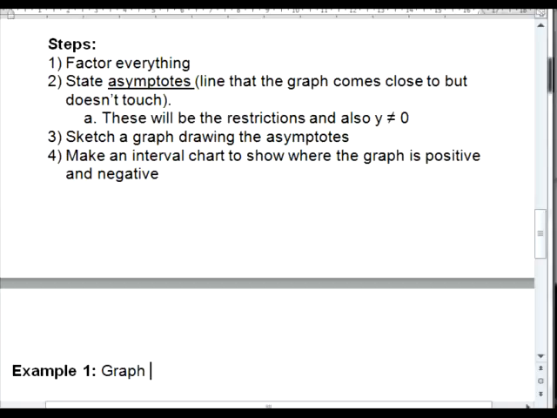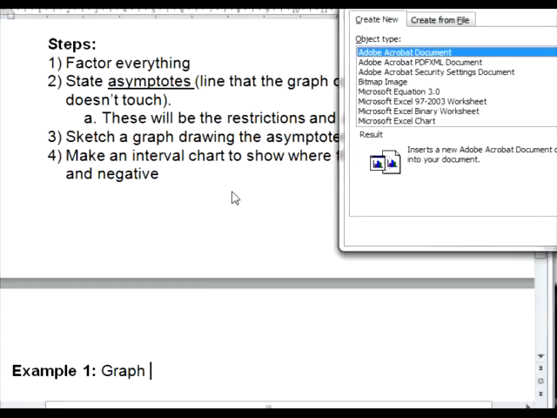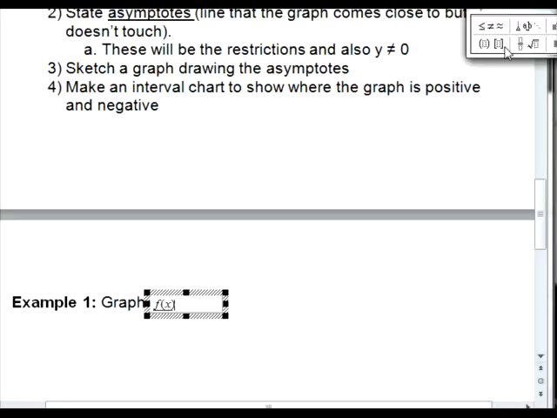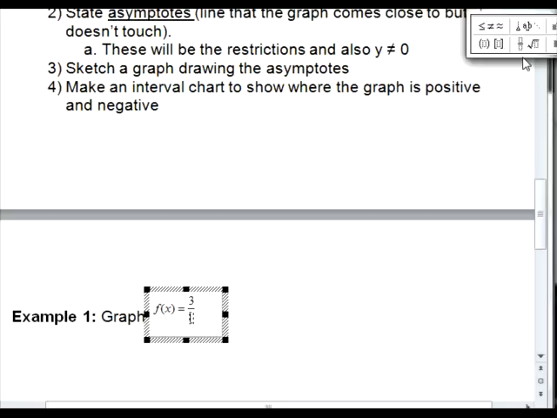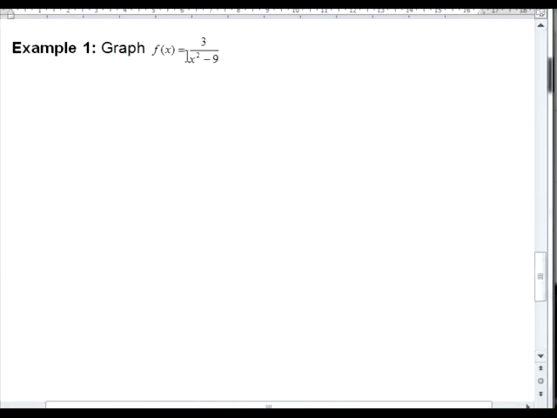Graph, make a nice one here. F of x equals 3 over x squared minus 9. I'll make it a little bit bigger and move this up.